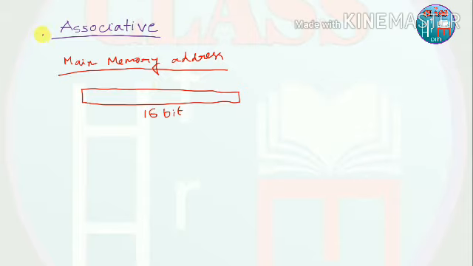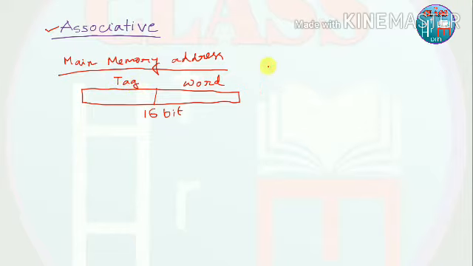Now when we talk about the associative mapping, this whole memory will be divided into two parts. It will not be divided into three parts, it will be divided into two parts. One part is called word, and another part is called tag.